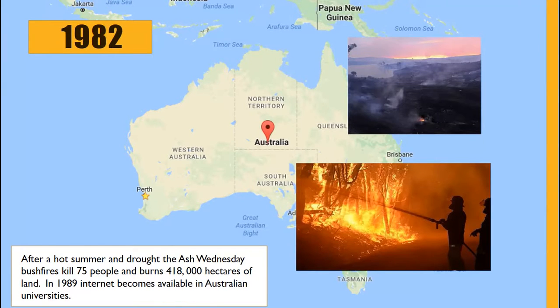In 1982, after hot summers and droughts in Australia, the Ash Wednesday bushfires take place, killing 75 people and burning 418,000 hectares of land. In 1989, the internet becomes available in Australian universities.